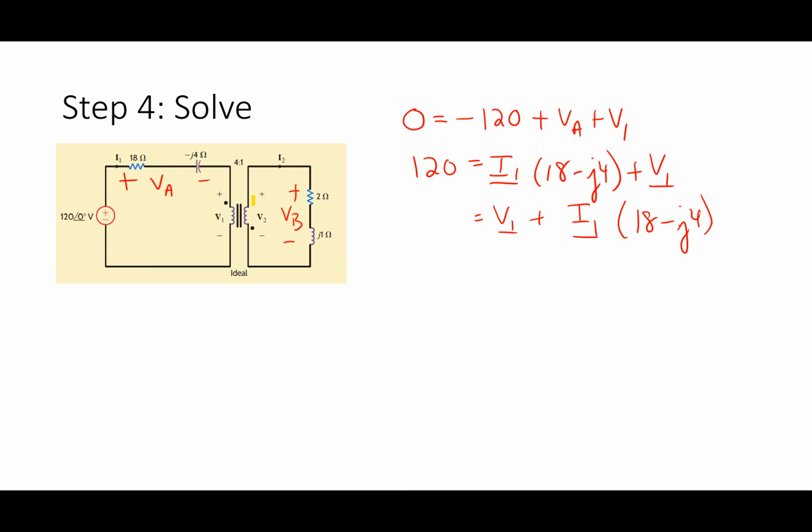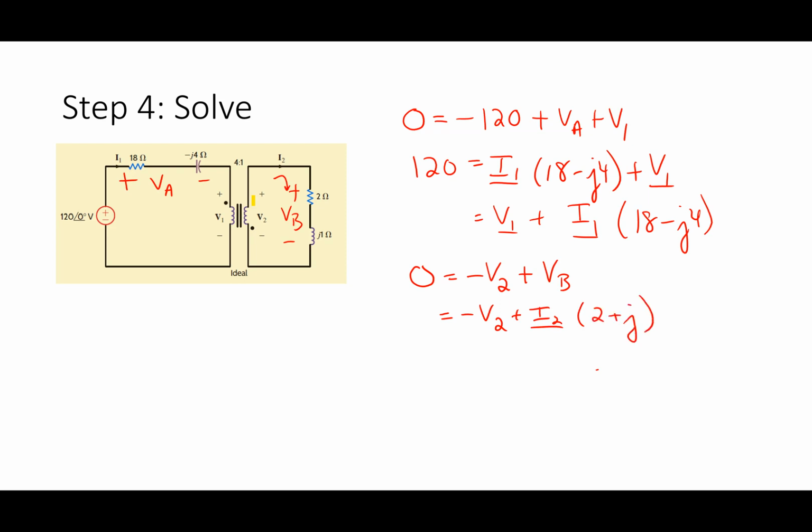Now I'm going to do the same thing again for the secondary, and then I'm going to use those relationships for the current and voltage to get this equation into just two unknowns. So what do I do on the other side? Well, I say 0 equals, and so I go minus to plus on V2. So I say minus V2 plus VB. What's VB? Well, I have a current I2 flowing into this plus terminal, so I would say plus I2 times 2 plus J.